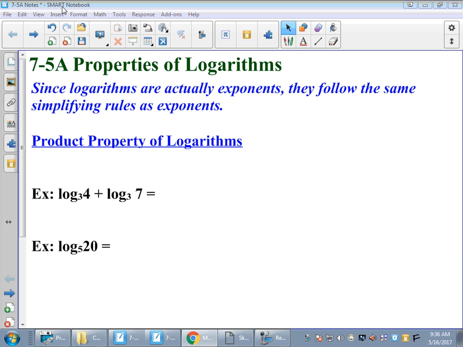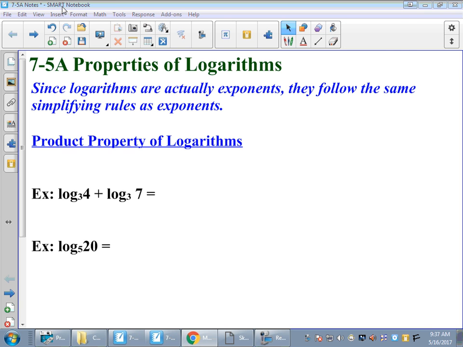These are your 7.5a notes on properties of logarithms. So we're actually going to use three basic logarithmic properties, the product property, the quotient property, and the power property, to simplify complex logarithms. You can use these properties two different ways. Today we're going to use the property one way, and the following day we're going to use them going the opposite way.